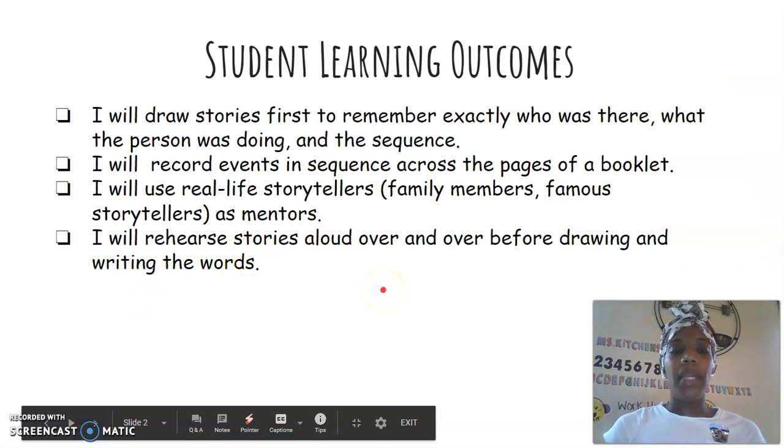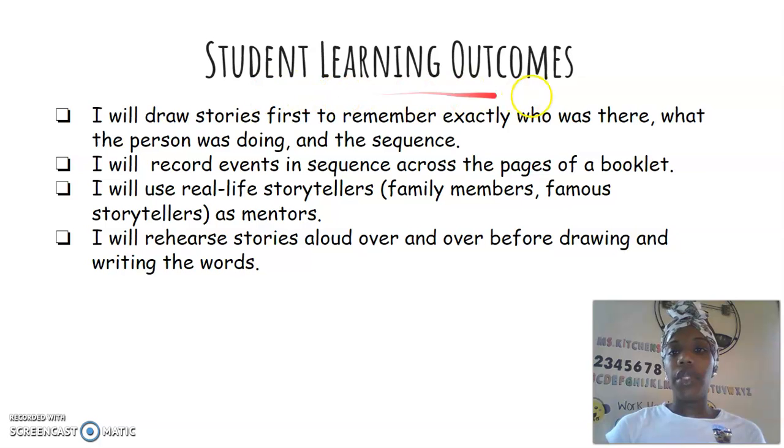Before we go into our mini lesson, you know Miss Kitchens loves to go over the student learning outcomes. I will draw stories first to remember exactly who was there, what the person was doing, and the sequence. I will record events and sequence across the pages of a booklet. I will use real life storytellers, family members, famous storytellers as mentors. I will rehearse stories aloud over and over before drawing and writing the words.